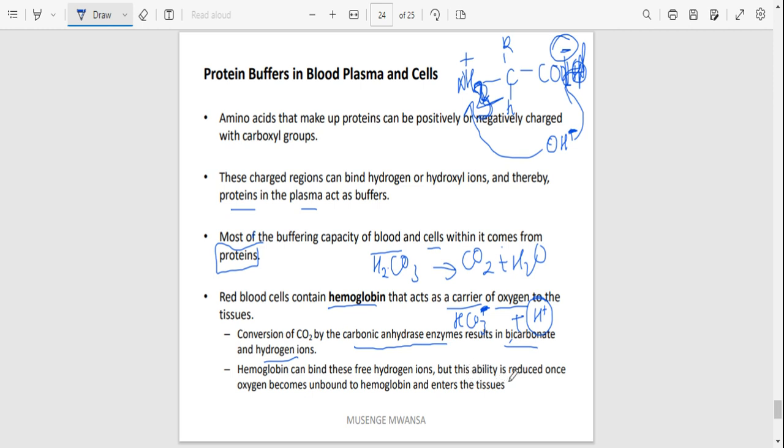But this ability is reduced once oxygen becomes unbound from hemoglobin. The binding of hydrogen to hemoglobin is going to be reduced when oxygen is not bound to hemoglobin. That is going to mean that when hemoglobin enters the cells, because in the cells we produce carbon dioxide there, it will not be able to pick up these hydrogen ions, meaning there will be accumulations like that.